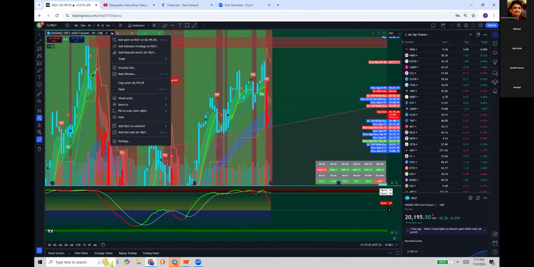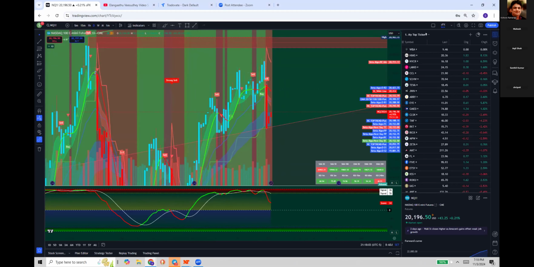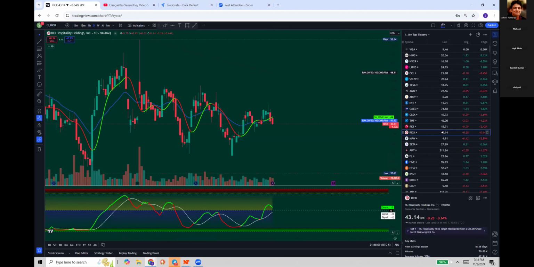Just click on the chart. Look at the bottom. Settings. Then at the bottom, give me control. Where are your futures tickers? Do you have the futures tickers here?